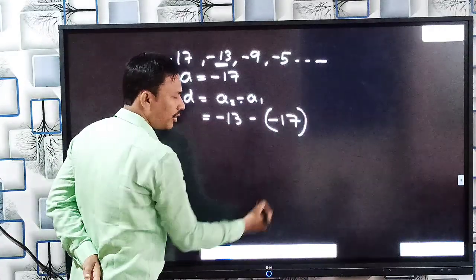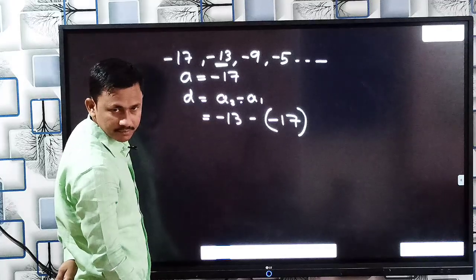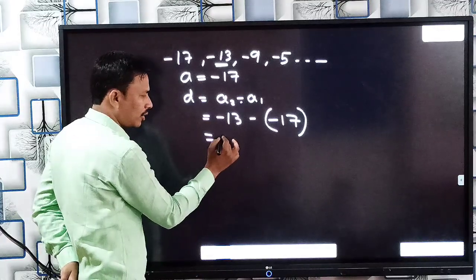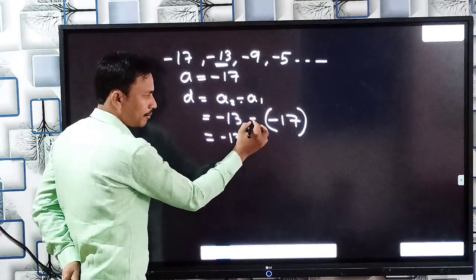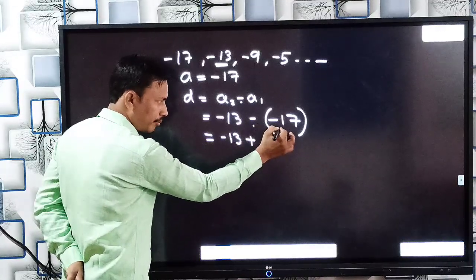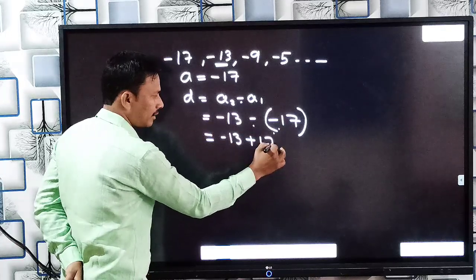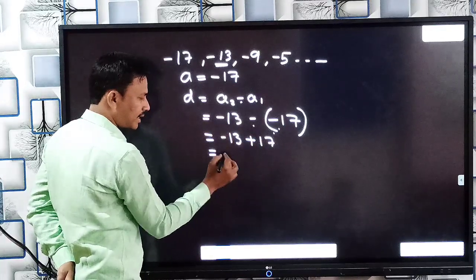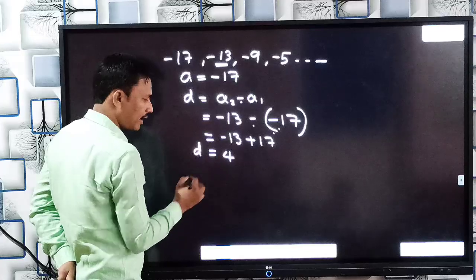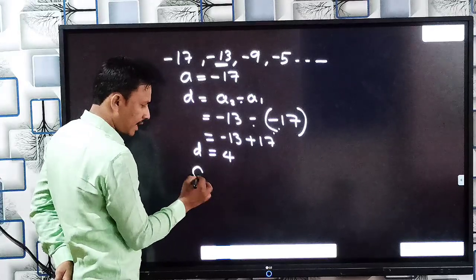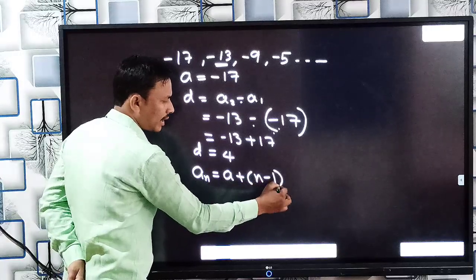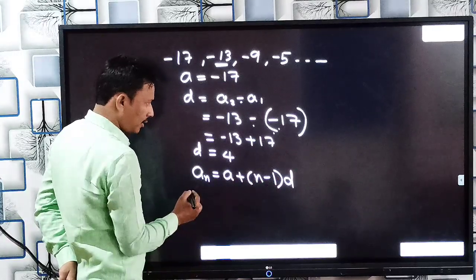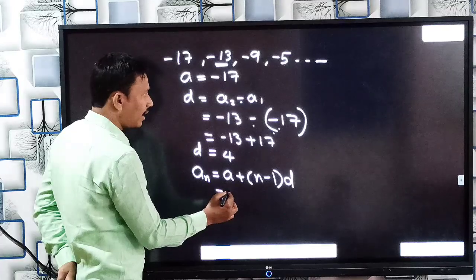That means what? You need to add one bracket here. This is equal to minus 13. Minus into minus plus. Minus into minus plus 17. 17 minus 13, 4. What is d value? 4. Then what is an formula? an is equal to a plus in bracket n minus 1 into d. This is equal to, what is a value?